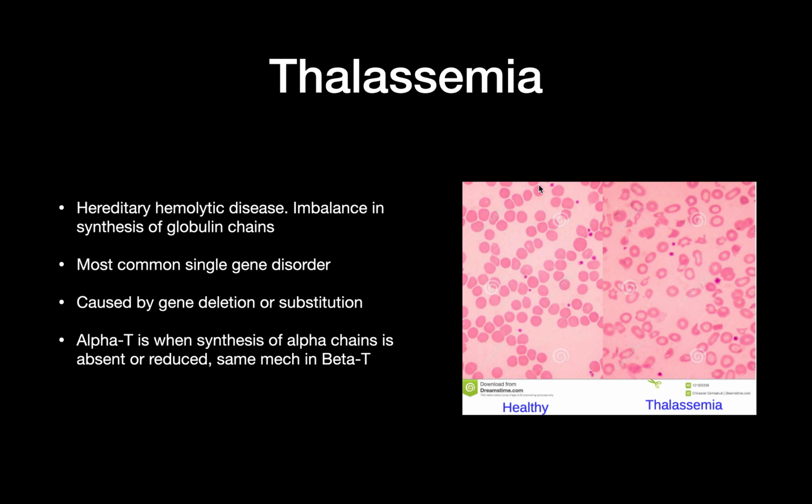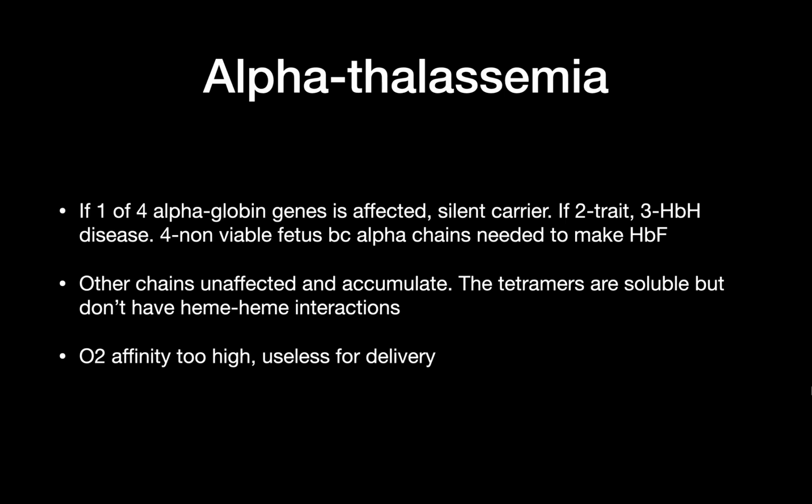So if you can see here, these are the healthy cells, and these are cells suffering from thalassemia. And thalassemia is a microcytic disease, and you can see the cells are either abnormally shaped or they're smaller than normal red blood cells. So alpha-thalassemia, if one of the 4 alpha globulin genes is affected, it's a silent carrier. If there's 2, it's considered a trait. If 3 are affected, you are considered to have hemoglobin H disease, and if you have all 4 genes affected, it's going to be a non-viable fetus. It will be spontaneously aborted because the alpha chains are necessary to make fetal hemoglobin.